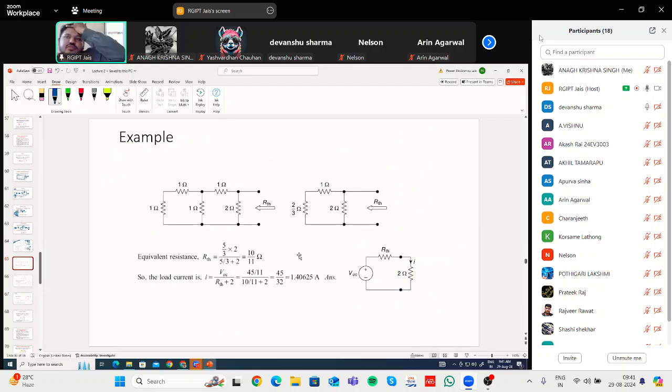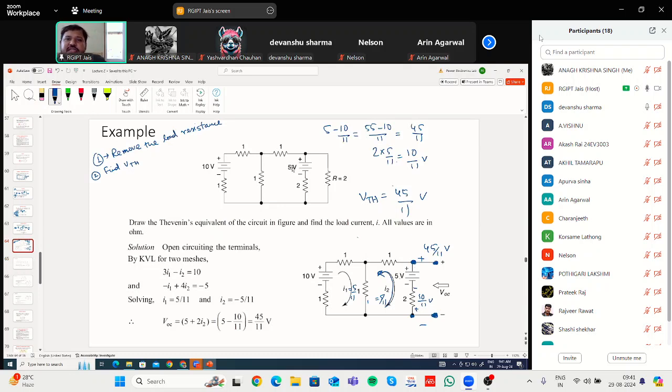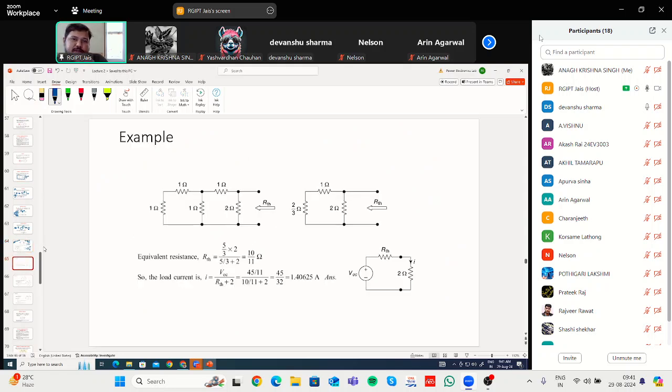RTH. To find RTH, the first step I have already told you: deactivate the voltage sources. Now, how many voltage sources are there? You can see there are two voltage sources, this 10 volt and the other. To find RTH, you have to replace each with a short circuit. So that's what has been done here. The RL you have already removed, so the open circuit is there. Here you have replaced with a short circuit, and here also.